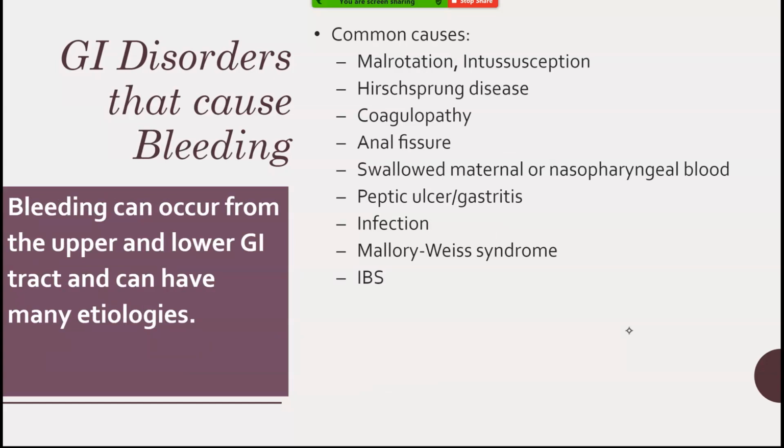So a number of things can cause bleeding. Again, adults and children can have the same issues. Again, we are not going to diagnose these things. We are going to stabilize the patient and go to the hospital.